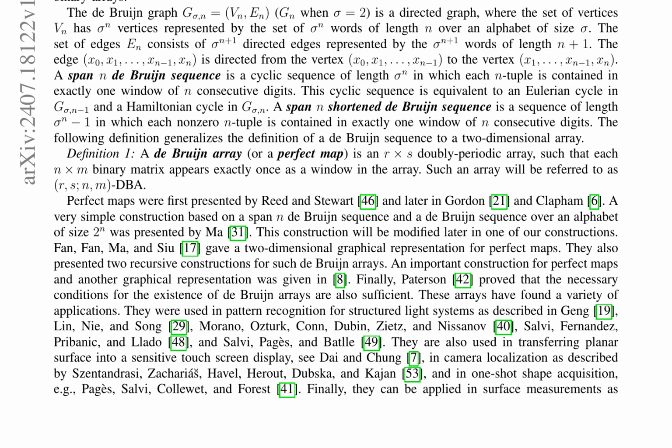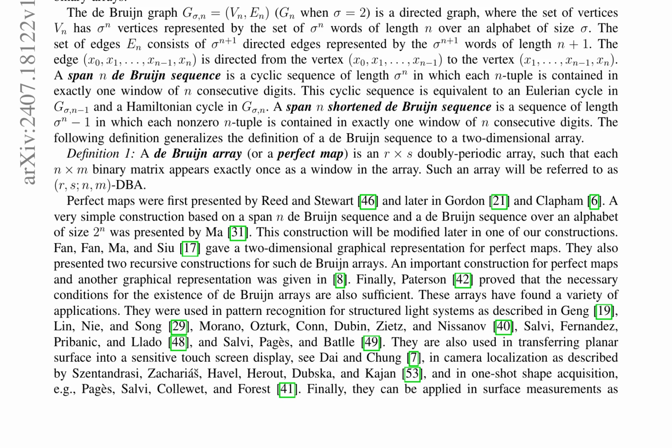The concept of de Bruijn arrays is a natural generalization of de Bruijn sequences, which have found various applications in pattern recognition, camera localization, and surface measurements. Previous work on perfect maps, a synonymous term for de Bruijn arrays, includes constructions by Reed and Stewart, Gordon, Clapham, Ma, Fan, Ma, and Su, and Patterson.